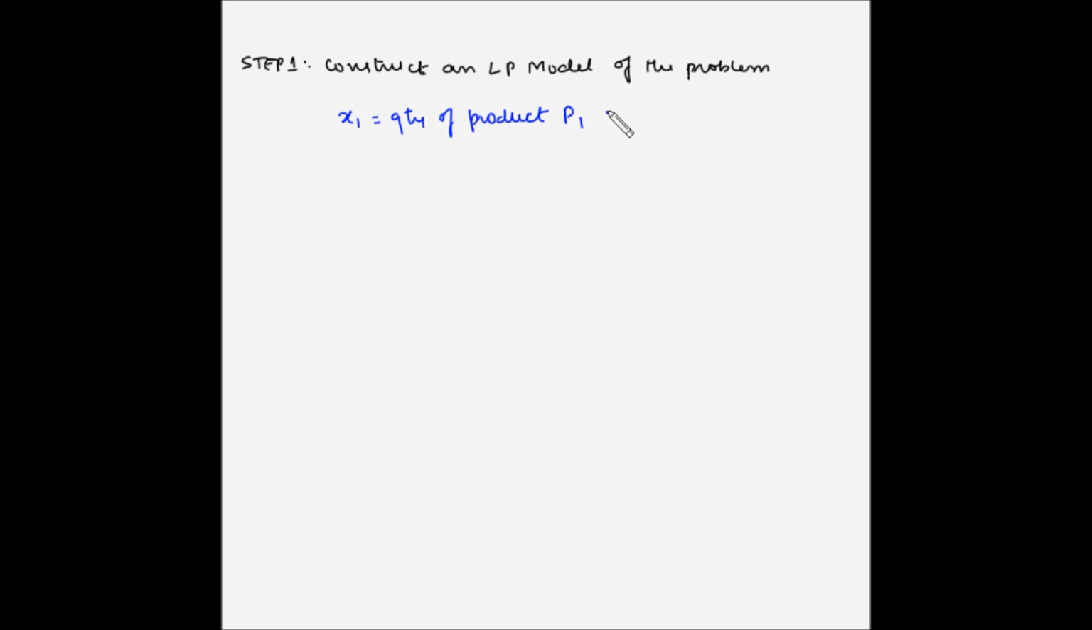Now the first step in solving this example using Simplex method is to construct an LP model of the problem. In this step, we have to convert the given word problem into an LP model. Now in the given problem, we have to find out the quantity of P1 and P2 to be manufactured per week in order to maximize the profit. So let's assume that X1 is the quantity of product P1 to be produced and X2 is the quantity of product P2 to be produced.